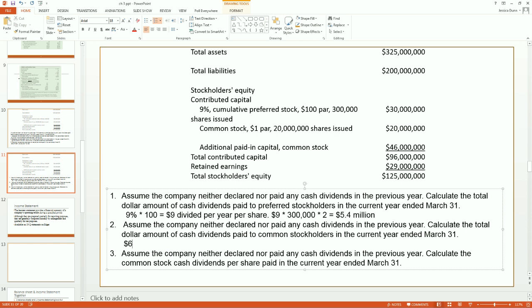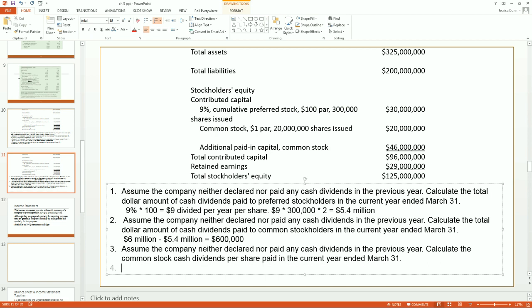So the remaining amount of money, $6 million minus the 5.4 million, leaves us with 600,000 that will be paid to common shareholders. So how much will they receive per share of common stock? We divide that by the shares outstanding, 20 million. And they each get 3 cents.